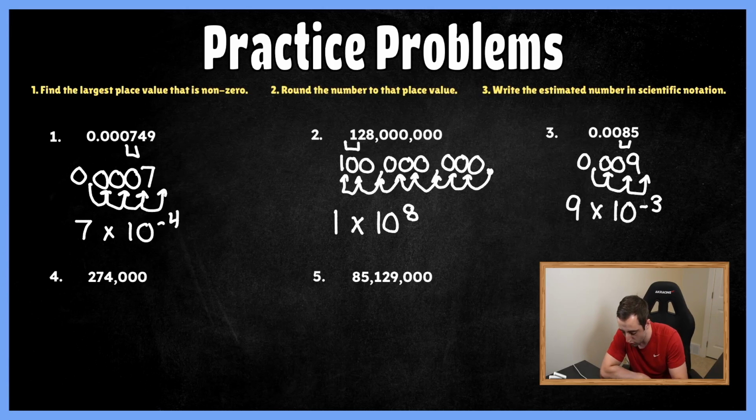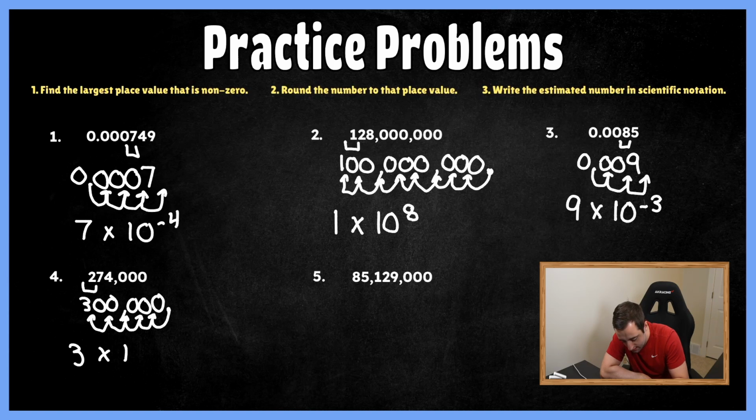And then moving down to number 4, 274,000, we have the 2 as the largest place value. The number behind it is going to round this up to 300,000. Let's convert this into scientific notation. So once, twice, 3 times, 4, 5. So we get 3 times 10 to the, again, going from a larger number to a smaller number. So in return, the power is going to increase. So this is going to be 3 times 10 to the fifth.